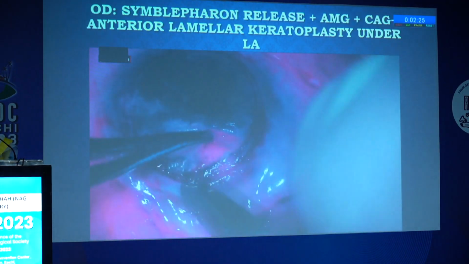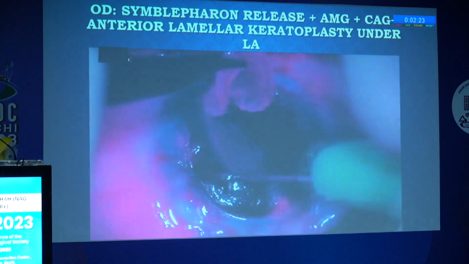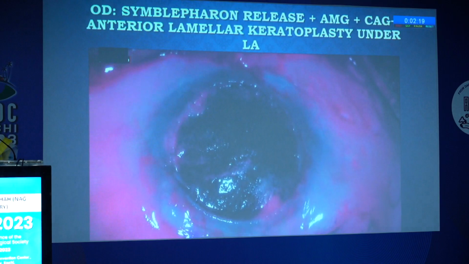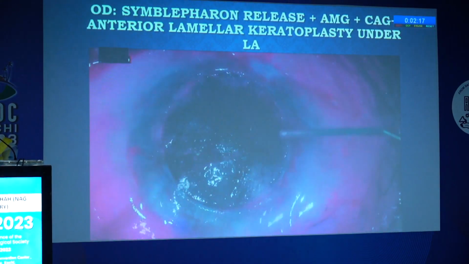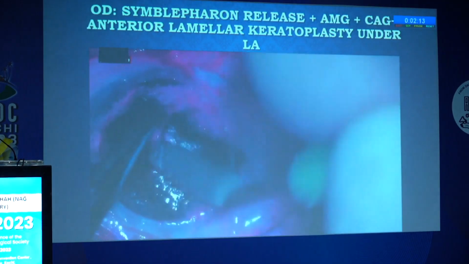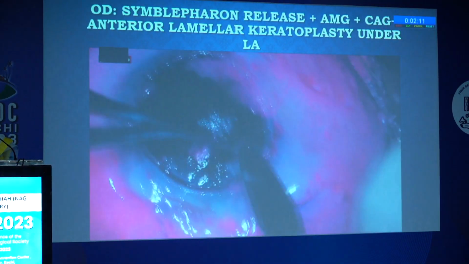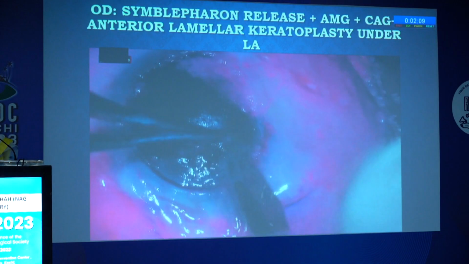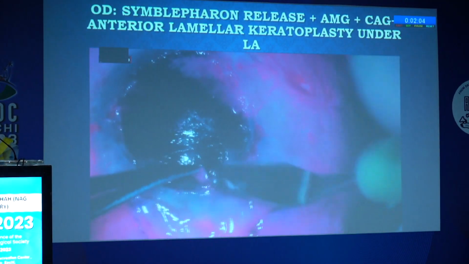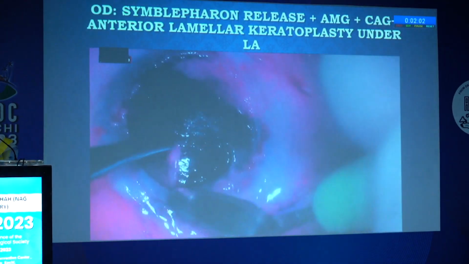So we're just doing a lamellar dissection, and we go to the pre-Descemetic level. We didn't try for a full big bubble, and do a layer by layer dissection, where the stroma is dissected as much as possible, and we go ahead and put a corneal tissue there.